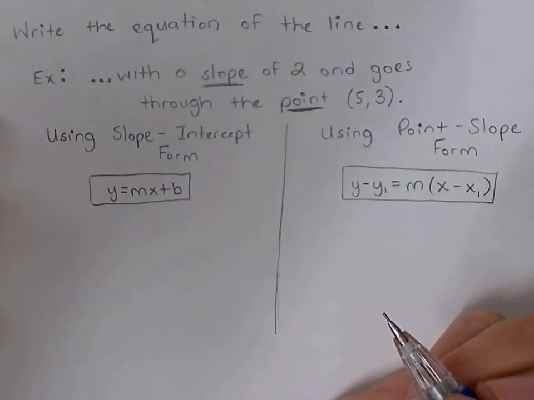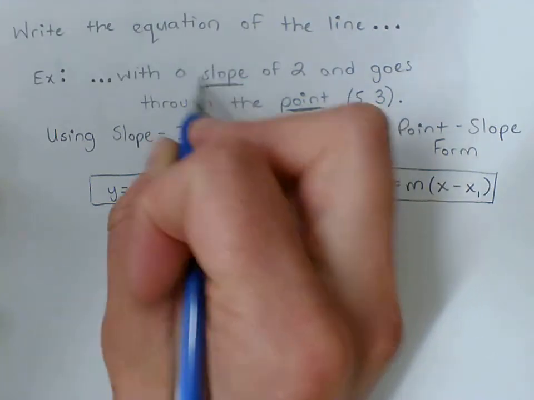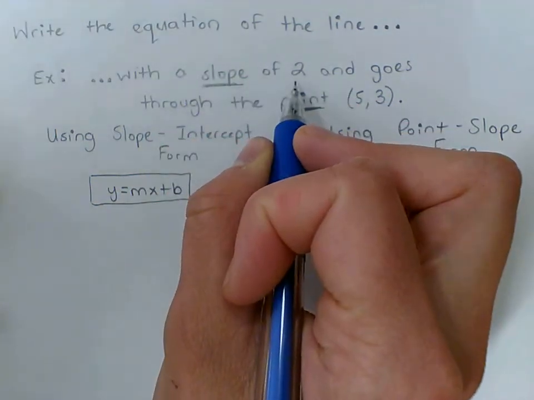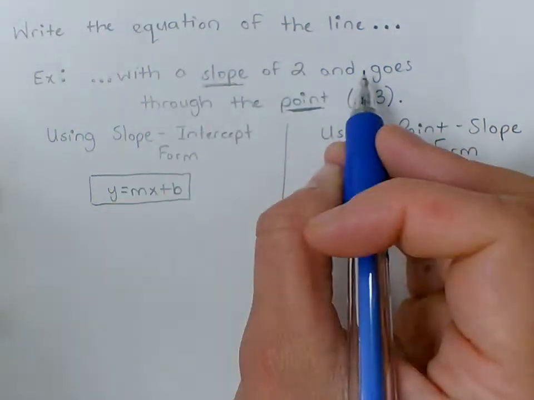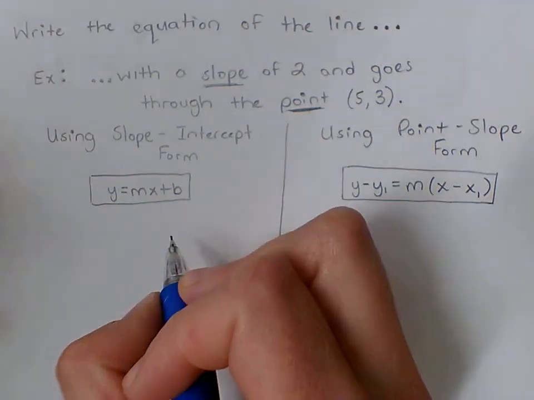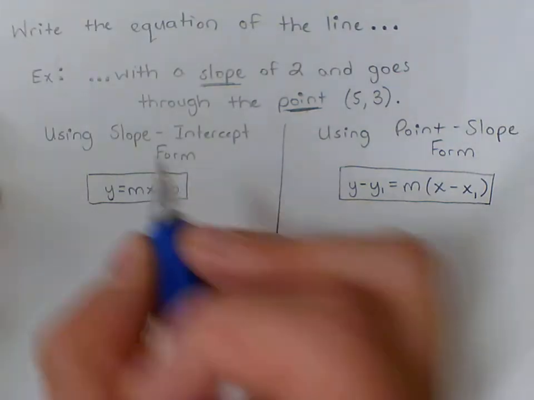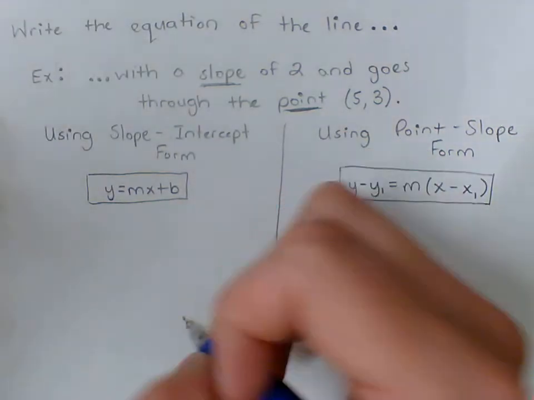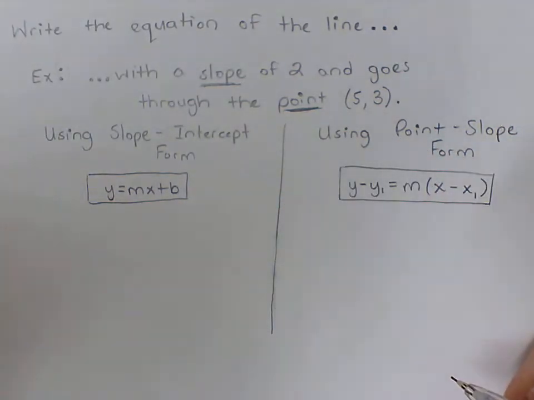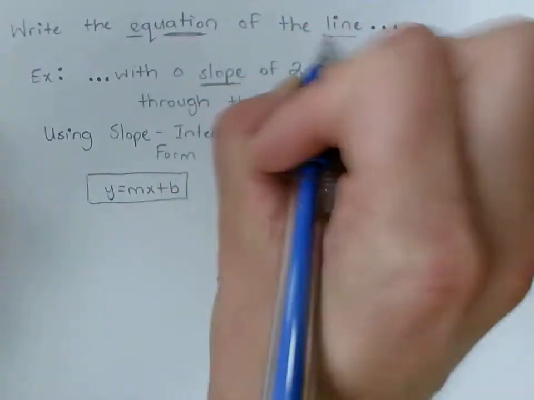That's actually what I'm going to work with you on in this video: if they give you the slope of the line, or you're able to find the slope of the line, and they give you a point that the line goes through, how do you write the equation of the line? There are 2 ways you can approach it. You can use slope-intercept form, or you can use what's called point-slope form. I'm going to go through both ways in this video. They do work a little differently, but either way you do it, you will end up at the end of the day with the equation of the line.